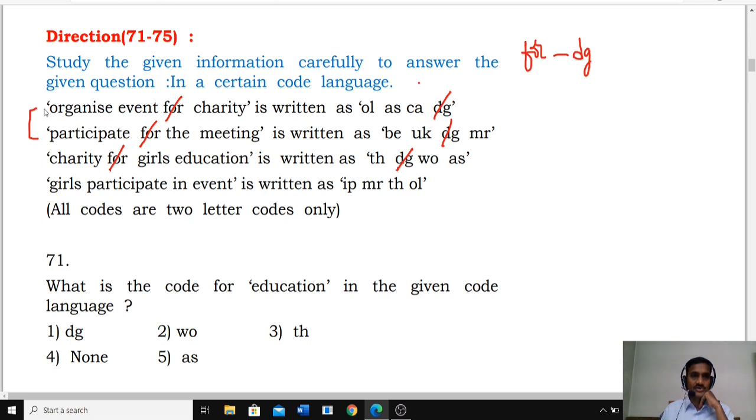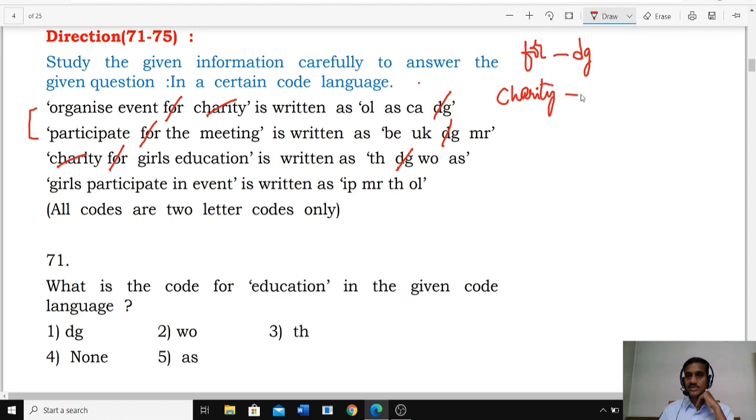Then if you compare the first and the third, organize event charity. Charity is the only word that is common between the first and the third. And what is the code that is common between 1 and 3? AS is the code that is common. Only one code AS is common because only one word charity is common. Hence the code to the word charity is AS.